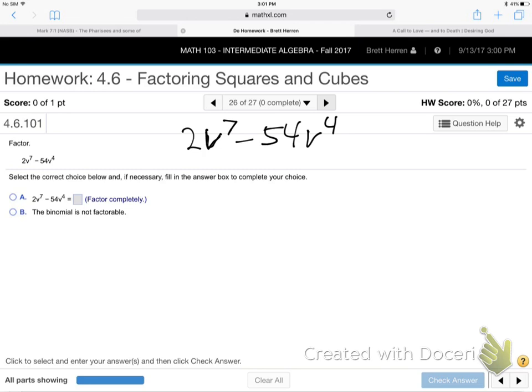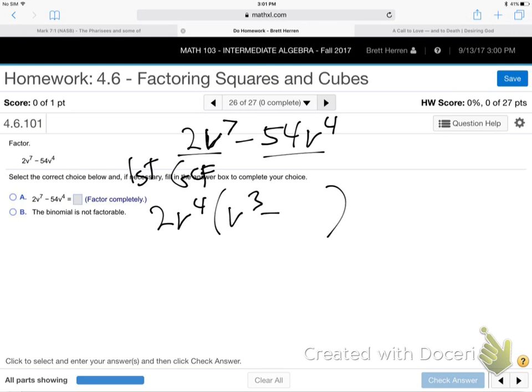What's the first step on every factoring problem, without exception? GCF first. So what's in common to those two? Don't dive into triple, triple, double, double, and that stuff. First GCF, what's in common? 2 and v to the 4th. That leaves v to the 3rd minus 27, doesn't it? If you were to multiply that back, it would go back. Now, v cubed minus 27 is a triple, triple. So leave the 2v to the 4th in the front, and then do the triple, triple thing.